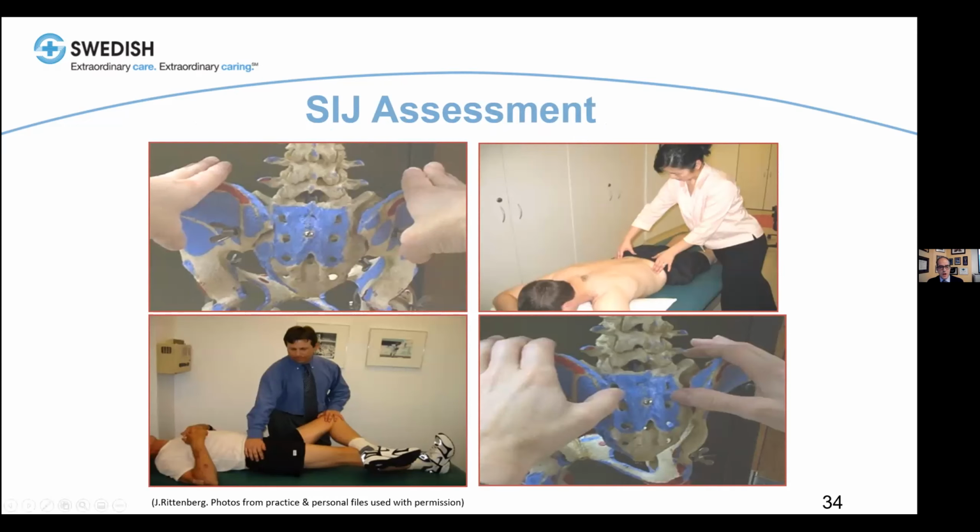And so this is one of my old colleagues. She's doing an assessment prone. My other colleague's doing Patrick's, which is FABER's, but it's trying to provoke their SI joint pain. And we'll show you that.